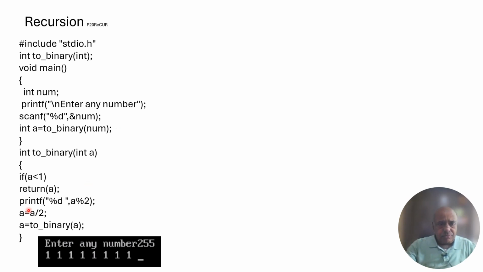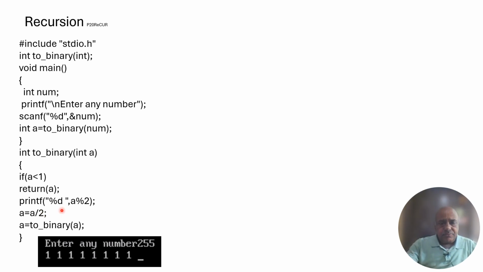In the function definition, again there is an if check, a condition check. Now this time it is the condition on num being checked, which is passed to a. So if a is less than 1, this function will return. It will return the value of a to main.